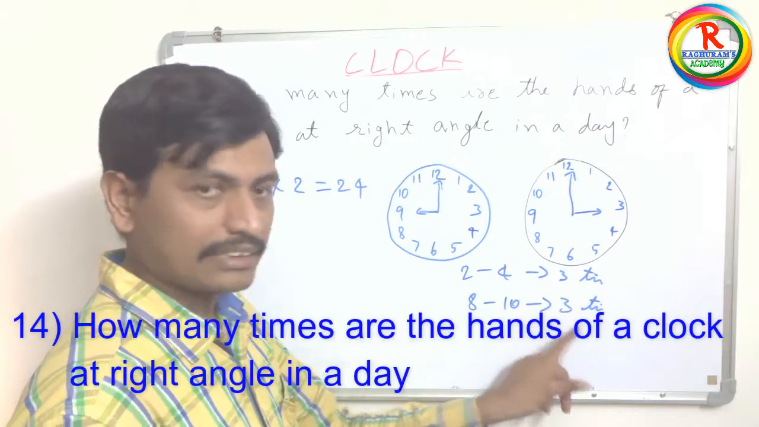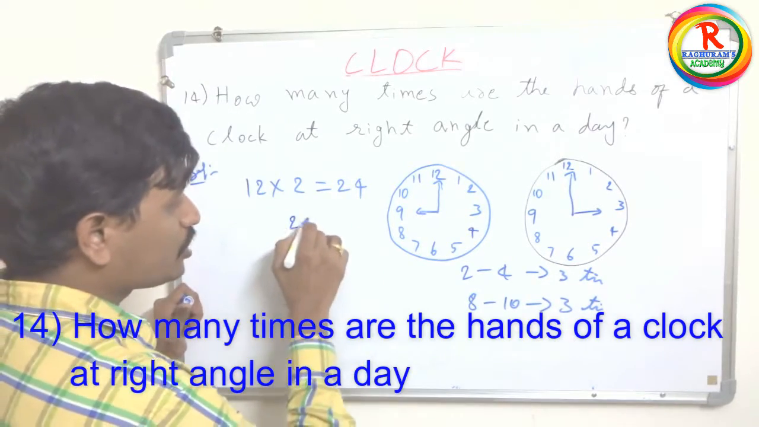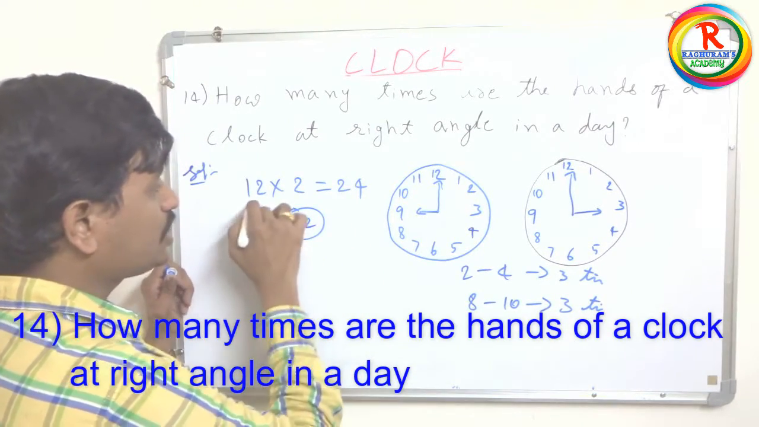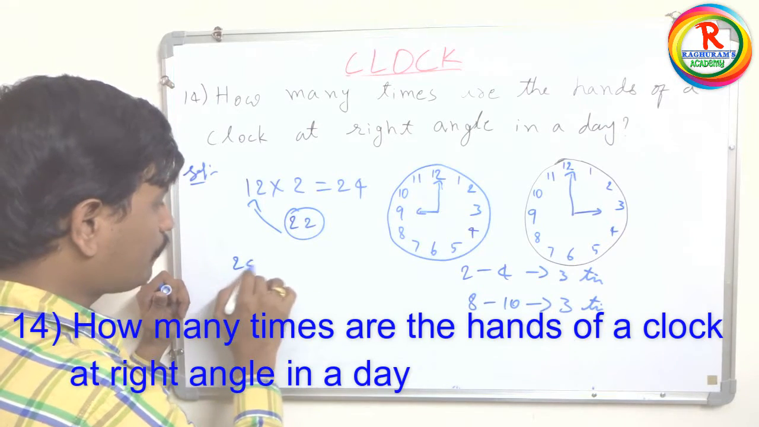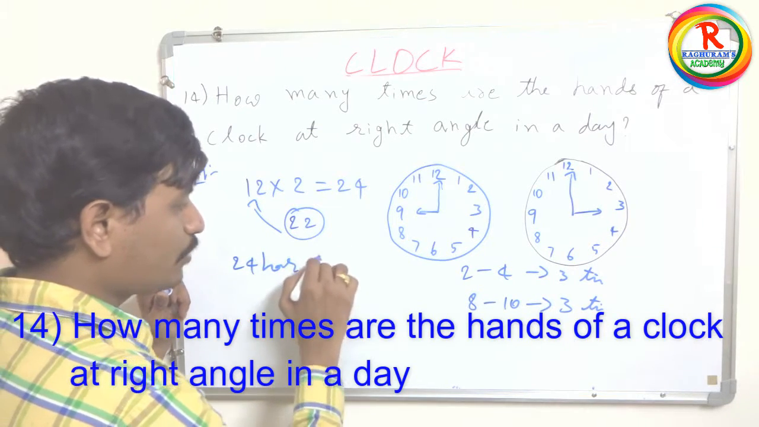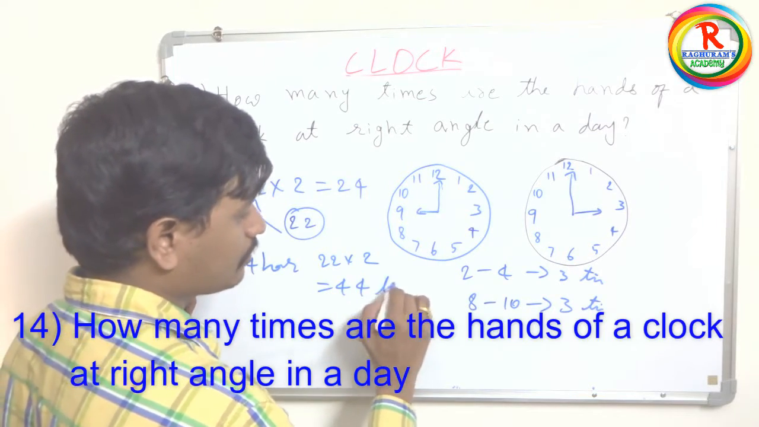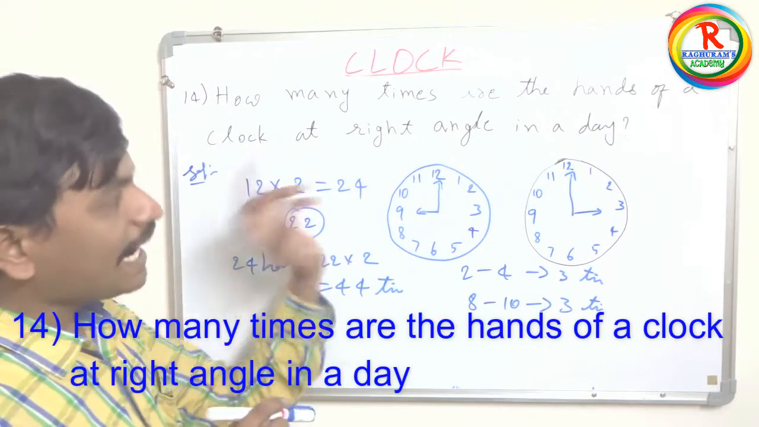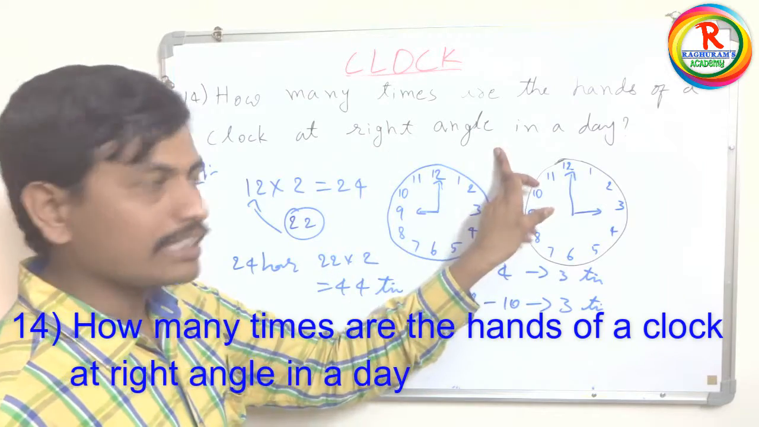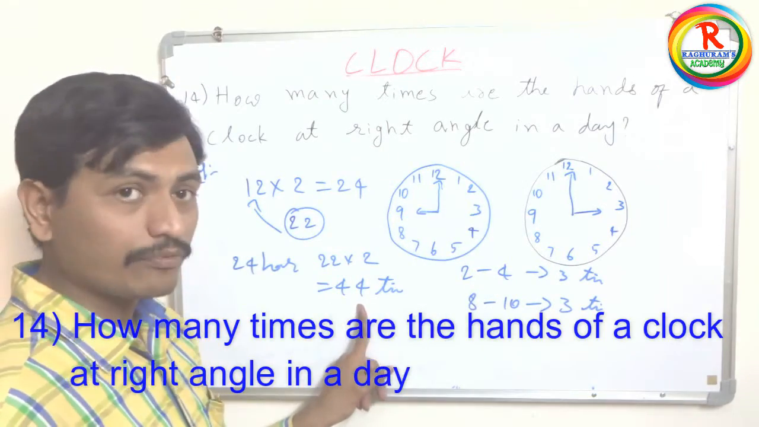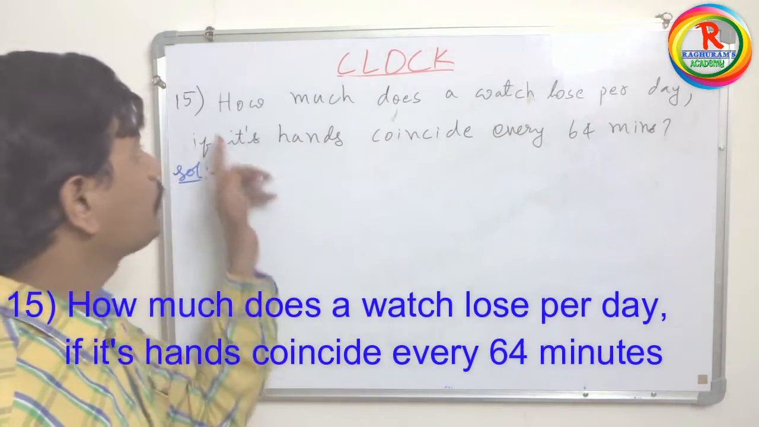So 2 times less. So actual 22 times in 12 hours. That is in 24 hours, 22 into 2, it will be 44 times. So the hands of a clock at right angles in a day, how many times? 44 times. Let us see a different problem.